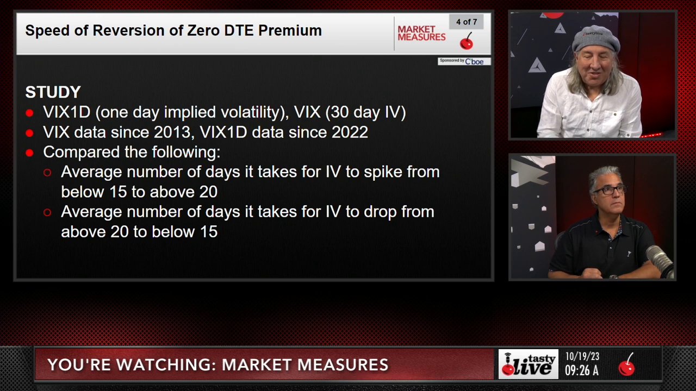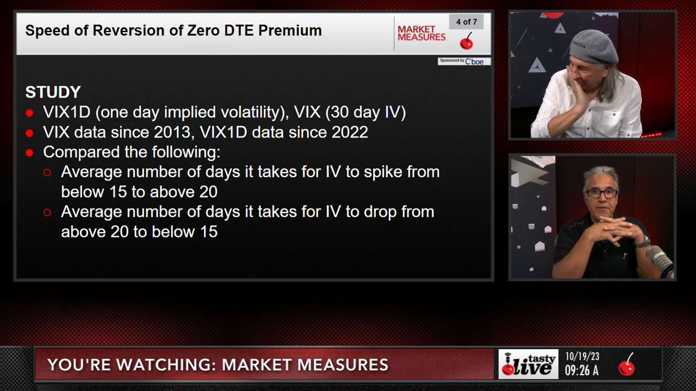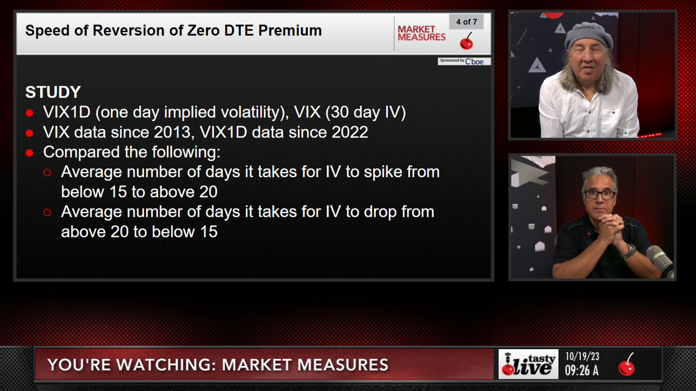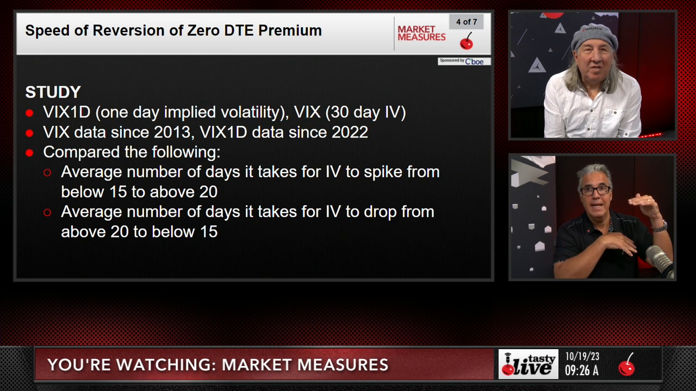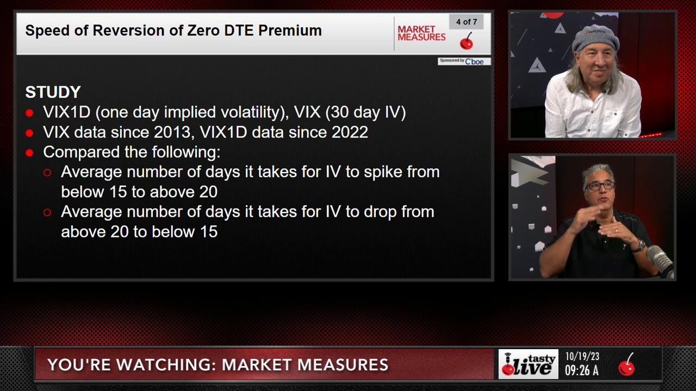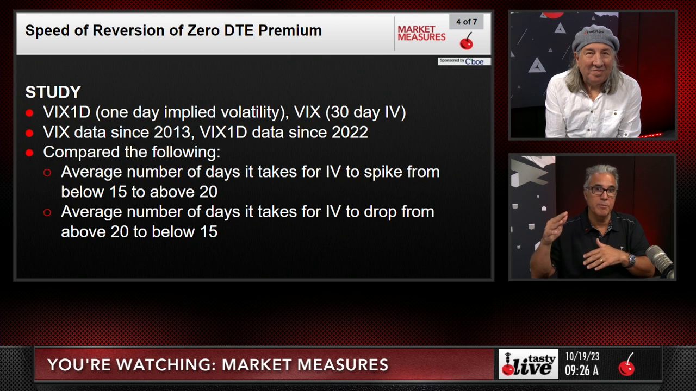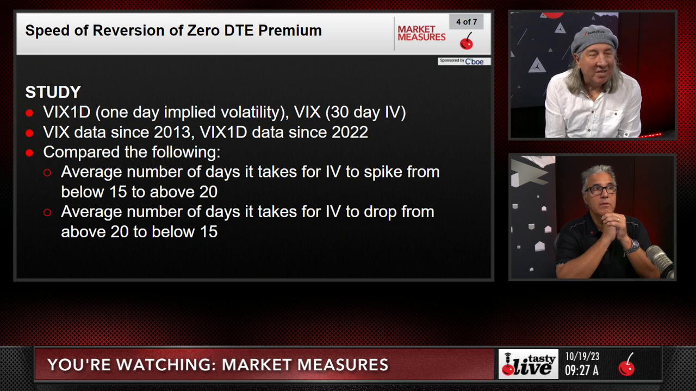You want to take a guess? Below 15 to above 20. 3.5 days. When it first goes above 15 to get to 20? Number of days it takes for implied volatility to spike from below 15 to above 20. I know, but if it goes above 15, then drops below 15, then it goes above 20, that way, it's going to take a long time. No, from below 15 to above 20. 3.5 days.